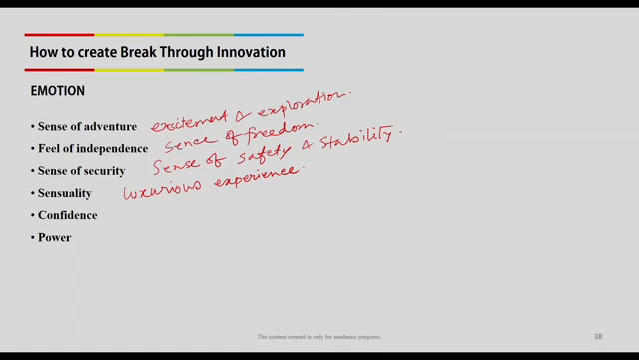If the product supports the user's self-assurance and promotes his or her motivation to use the product, then it is confidence. If the product promotes authority, control and a feeling of supremacy, then it is power. So, as a product designer, we should always try to add emotional values to the product.